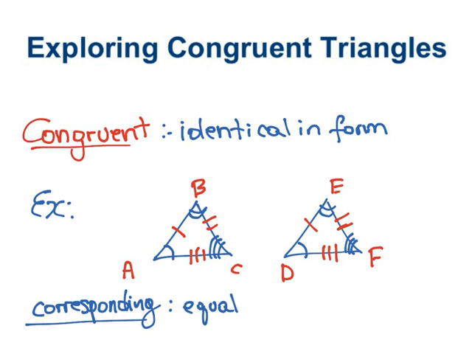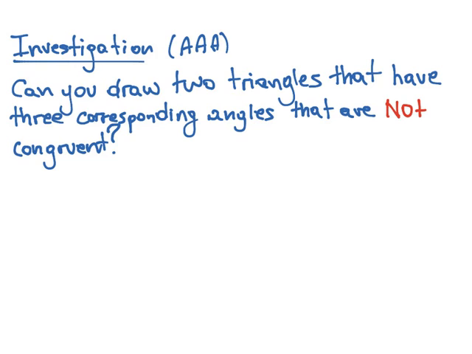In this lesson, we'll be exploring different triangles and finding out if we can draw a non-congruency. Let's take a look at an example to explain it in more detail. So the first investigation is AAA. So we are looking for three corresponding angles. Can you draw two triangles that have three corresponding angles? That means three equal angles that are not congruent.